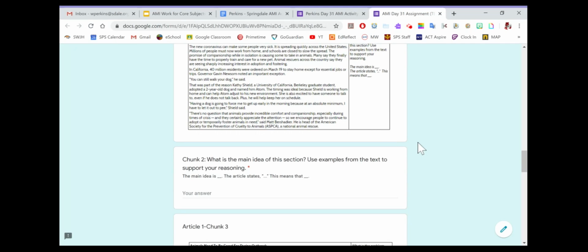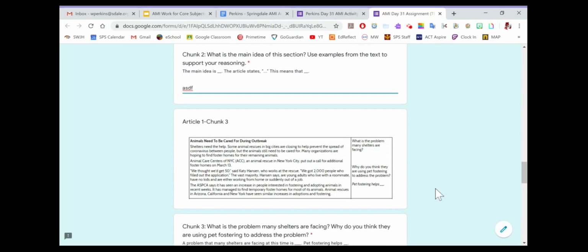What is the main idea of this section? Use examples from the text to support your reasoning. So the main idea is blank. The article states blank. This means that blank. So when it says the article states, I would like it, and I'm sure your social studies teachers would like it, if you would find a quote from the article that supports your main idea. Okay? And there's my trusty ASDF answer.